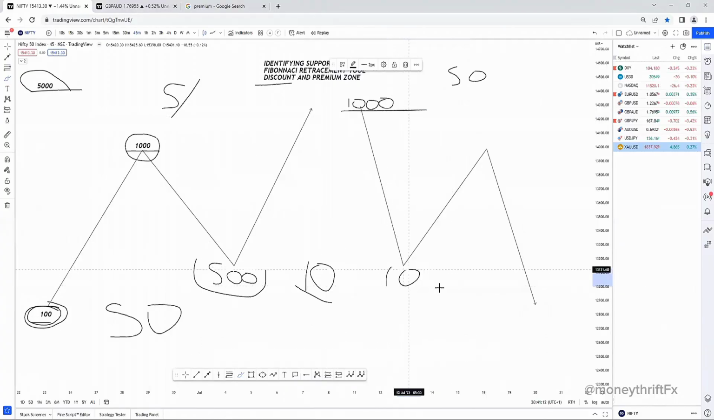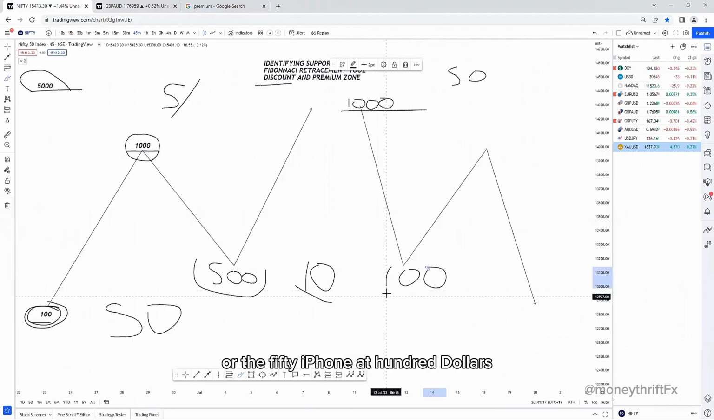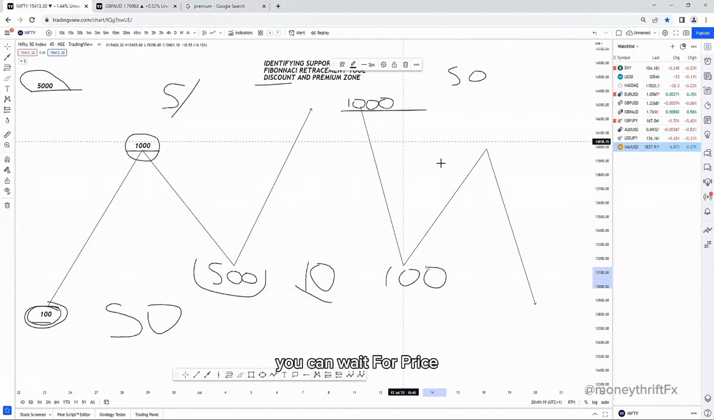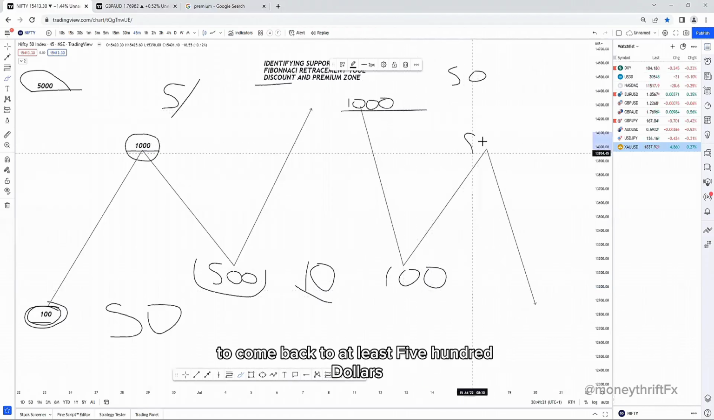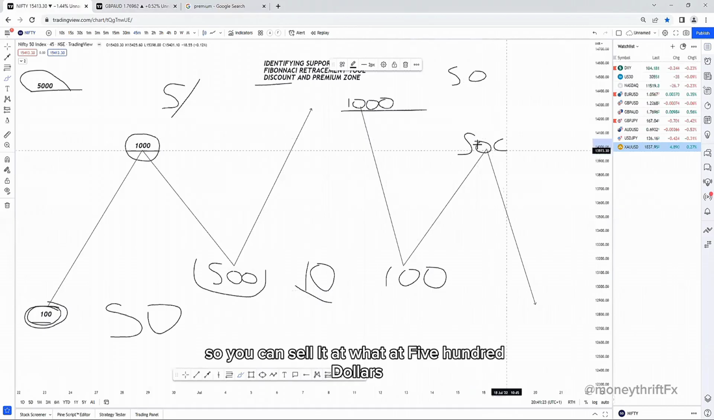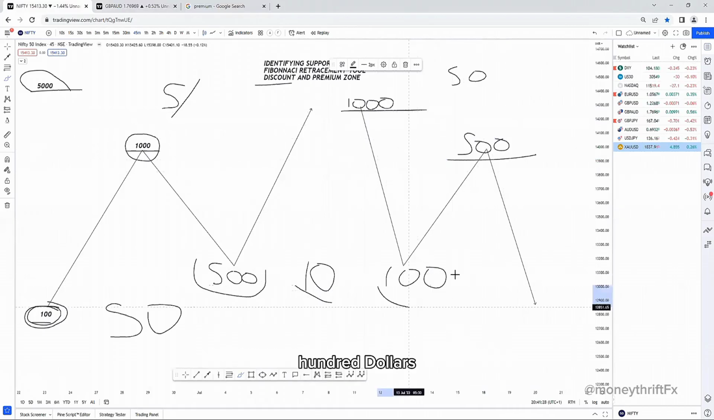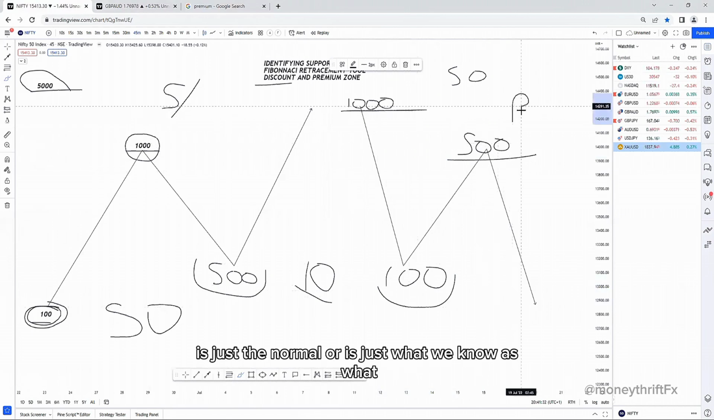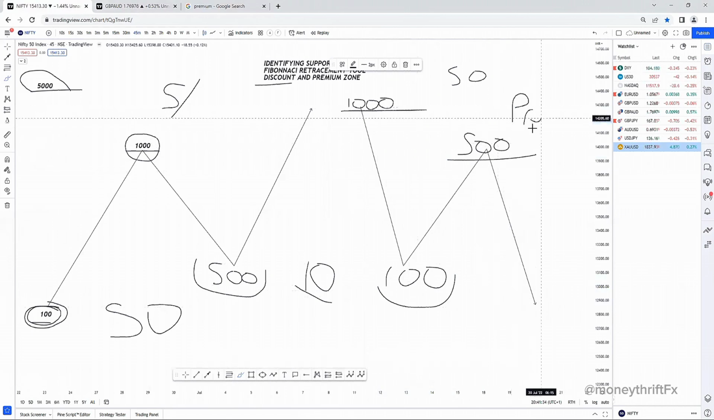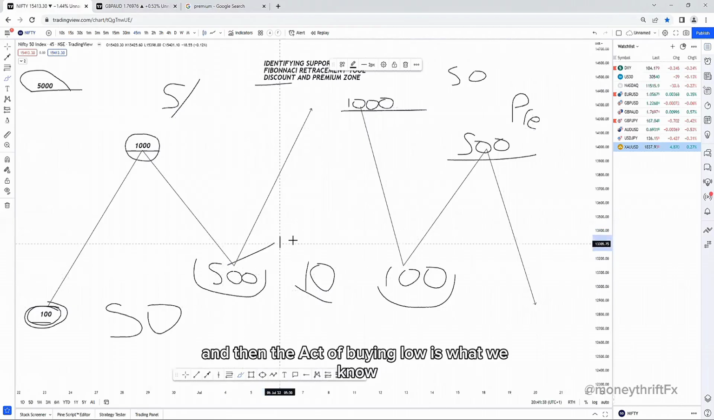and price came all the way to $100. Instead of selling the 50 iPhones at $100 because you missed it here, you can wait for price to come back to at least $500 so you can sell at $500. So you can even make more gain than selling at $100. The act of selling high is just what we know as selling at premium zones. And then the act of buying low is what we know as buying what?